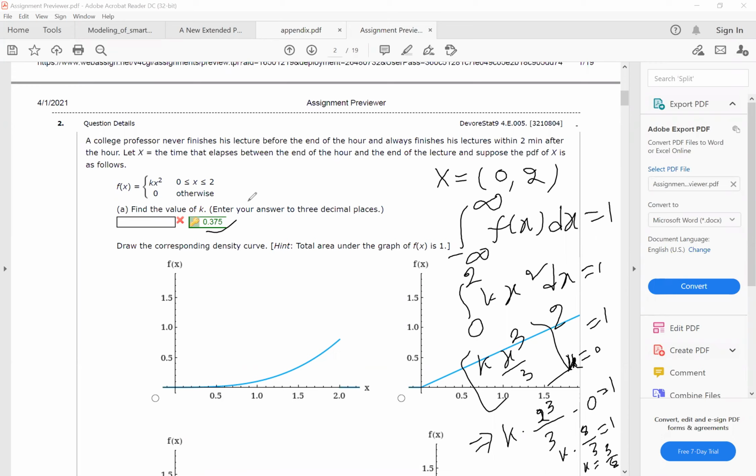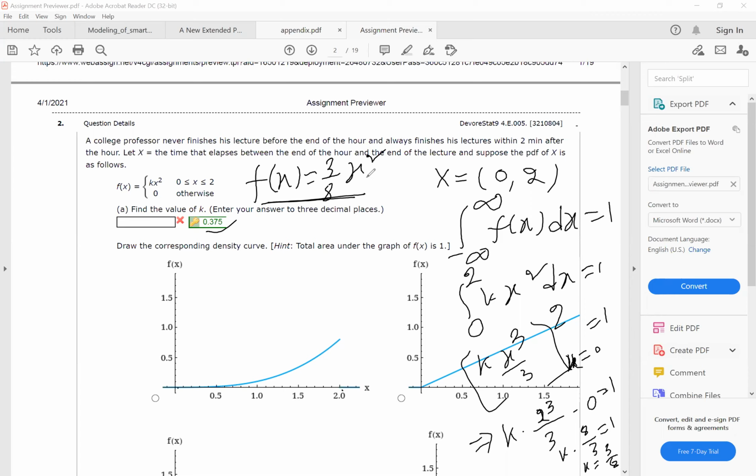Now that we have the value of k, the function will be f(x) = 3/8 x squared. So this is the density function, and x is from 0 to 2. Now we have to find the graph for this function. So you have to look at the graph where x is 0 to 2.